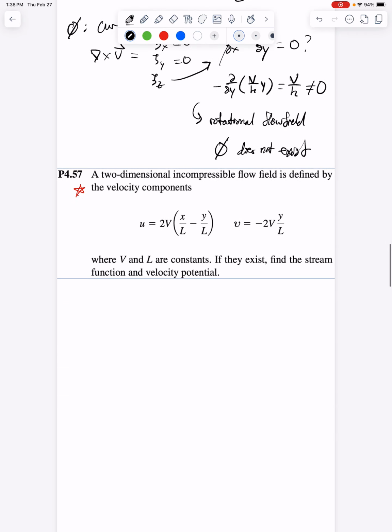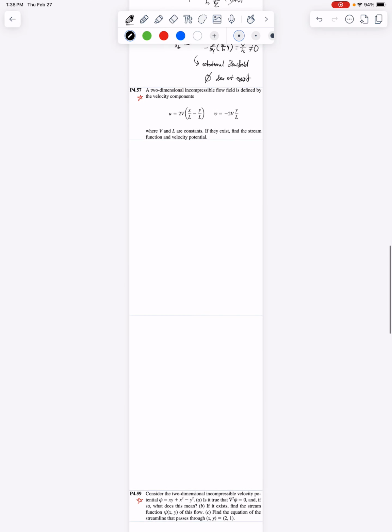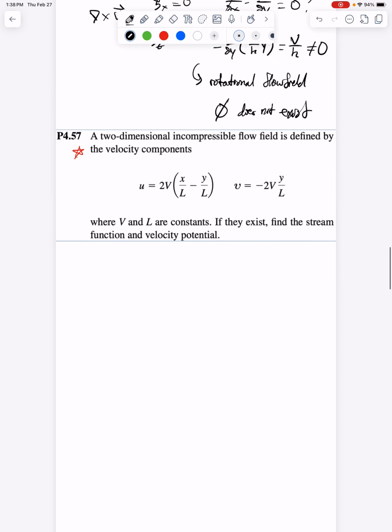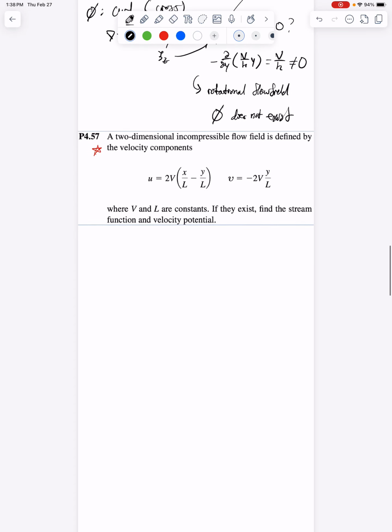Actually, no. I'm going to quickly go through this one. We want to basically find the stream function and velocity potential. I'm going through this quickly. Streamline psi. Once again, it's the divergence. It's the dot product. It's x derivative of u plus y derivative of v plus z derivative of w. We have no w term. That goes away.